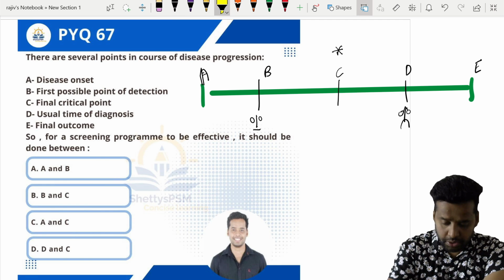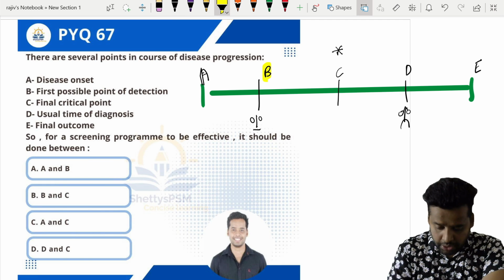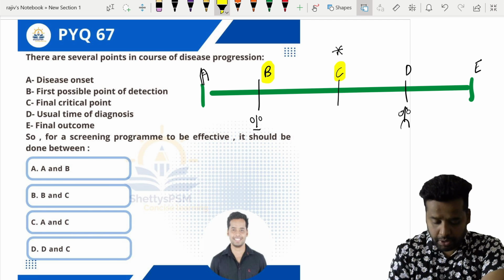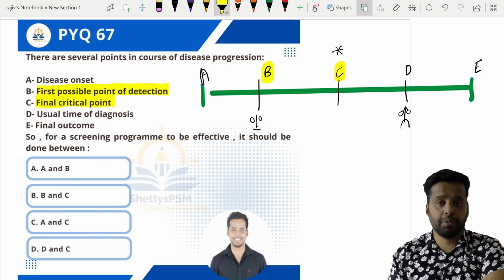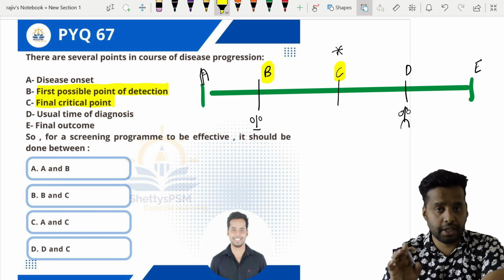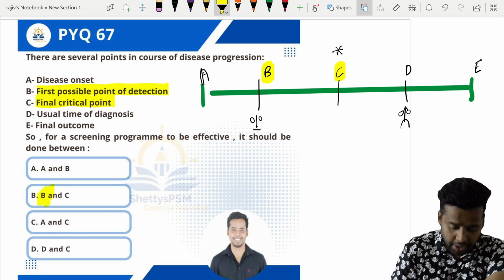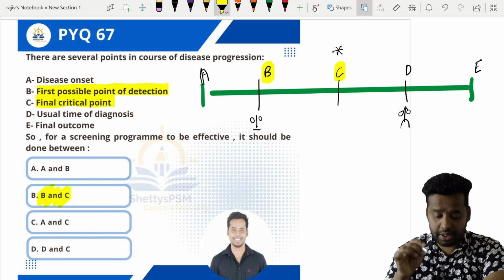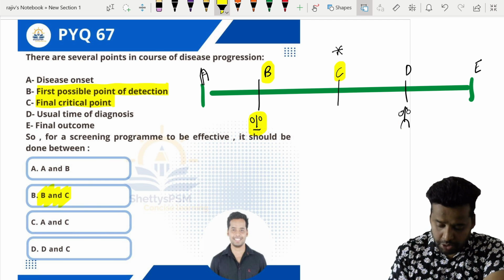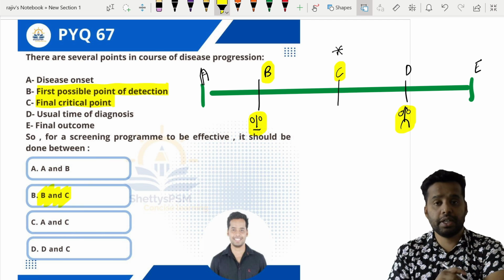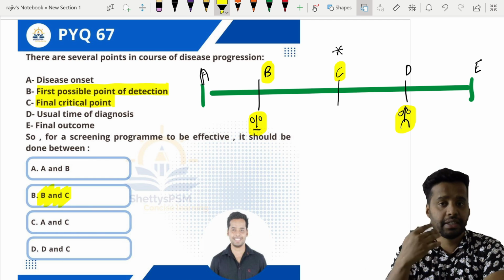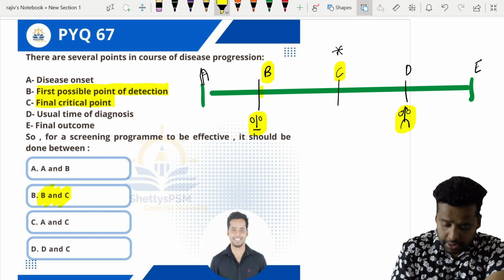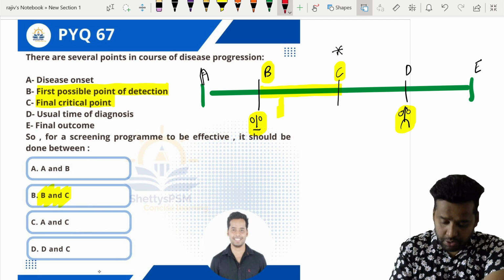So the question was where we have to do screening. Screening has to be done between B and C because C is the final critical point. After C, if you are doing, you cannot change the natural history. Screening has to be done between B and C. But what is the gap between the first possible point of detection and diagnosis? That is a different question. Detection and diagnosis, the gap is lead time. But your question was not on lead time. Your question was on screening time.